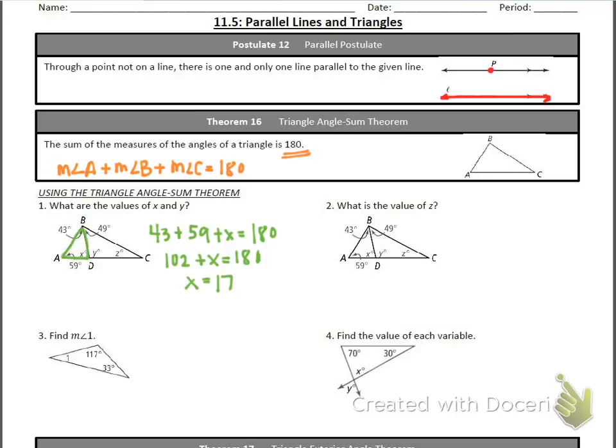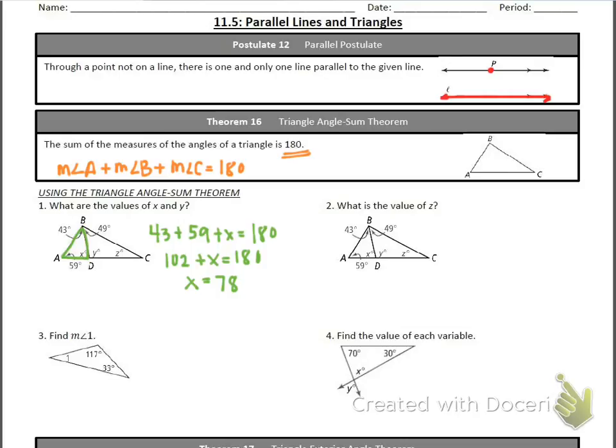170. Just 78. There you go. Okay? Huh? Yep, that's exactly what I was going to say next. So then Kiki says, aren't x and y supplementary?